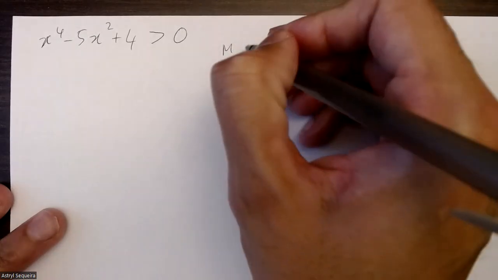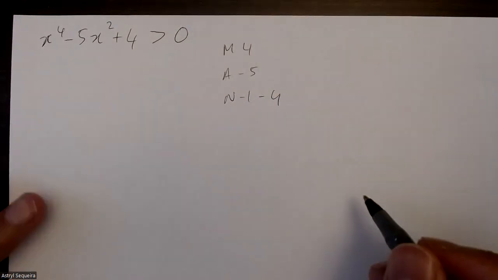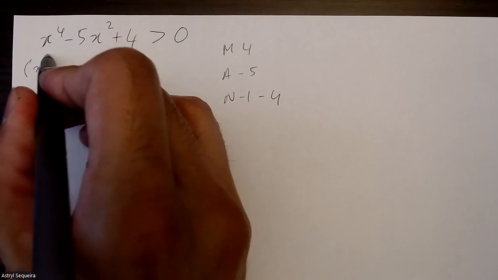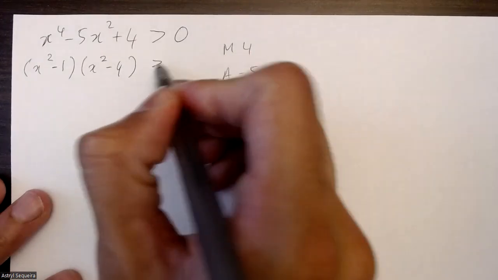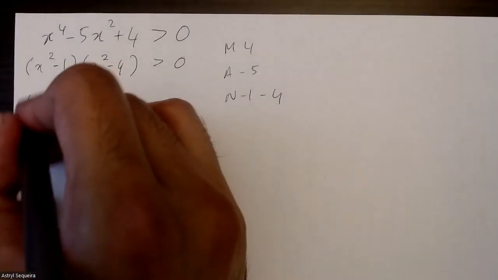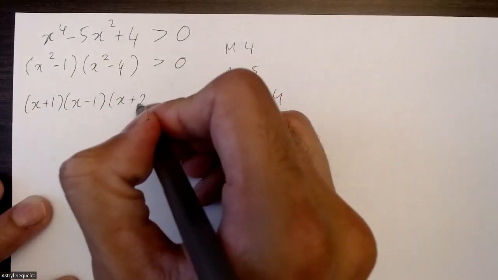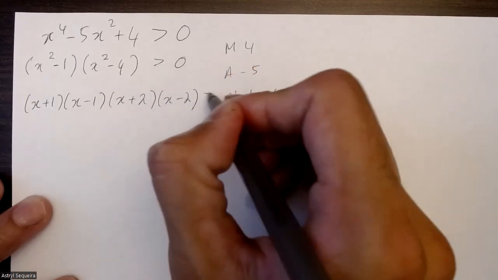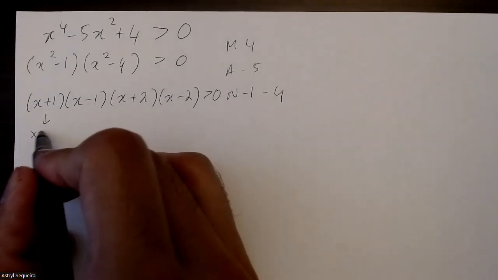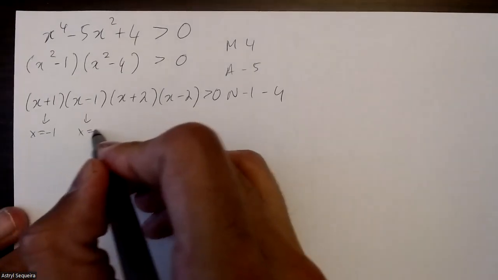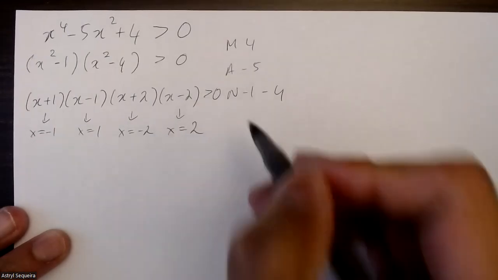So what multiplies to 4 and adds to -5? My two numbers are -1 and -4. So over here, this factors to (x squared minus 1)(x squared minus 4) greater than 0. You can factor this further by difference of squares. This is just (x plus 1)(x minus 1), and this is just (x plus 2)(x minus 2) greater than 0. So now I'm just going to get the solutions to each of these brackets. Here it's x equals -1, here x equals 1, x equals -2, and here x equals 2.